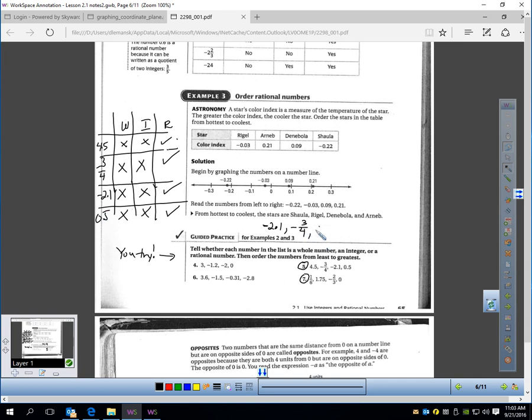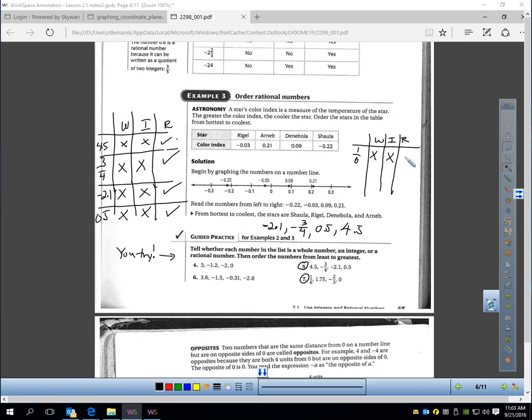The positive half would be the next biggest, and 4.5 would be the biggest if I plotted those on a number line. Okay? Let's also quickly do 7. Same thing. I'm just going to make a little quick table here, and we'll fill this in. So let's do first 1/6. 1/6 is definitely not whole. It's certainly not an integer, but it is a fraction.